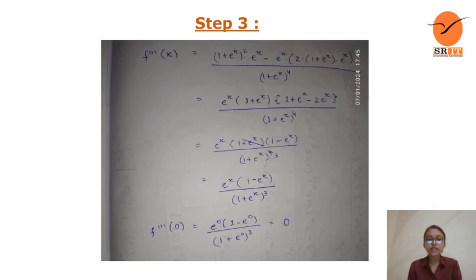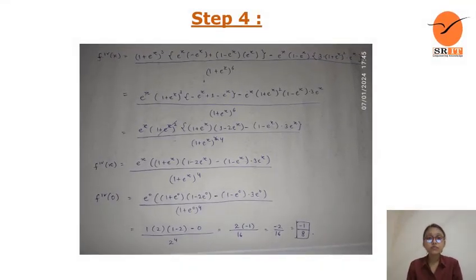Now instead of x we keep 0 to get f triple dash 0 as e raised to the power 0 into 1 minus e raised to the power 0 upon 1 plus e raised to the power 0 taken 3 times to get the final value as 0. This is because e raised to the power 0 is 1 and 1 minus 1 gives us 0. So the entire function becomes 0.